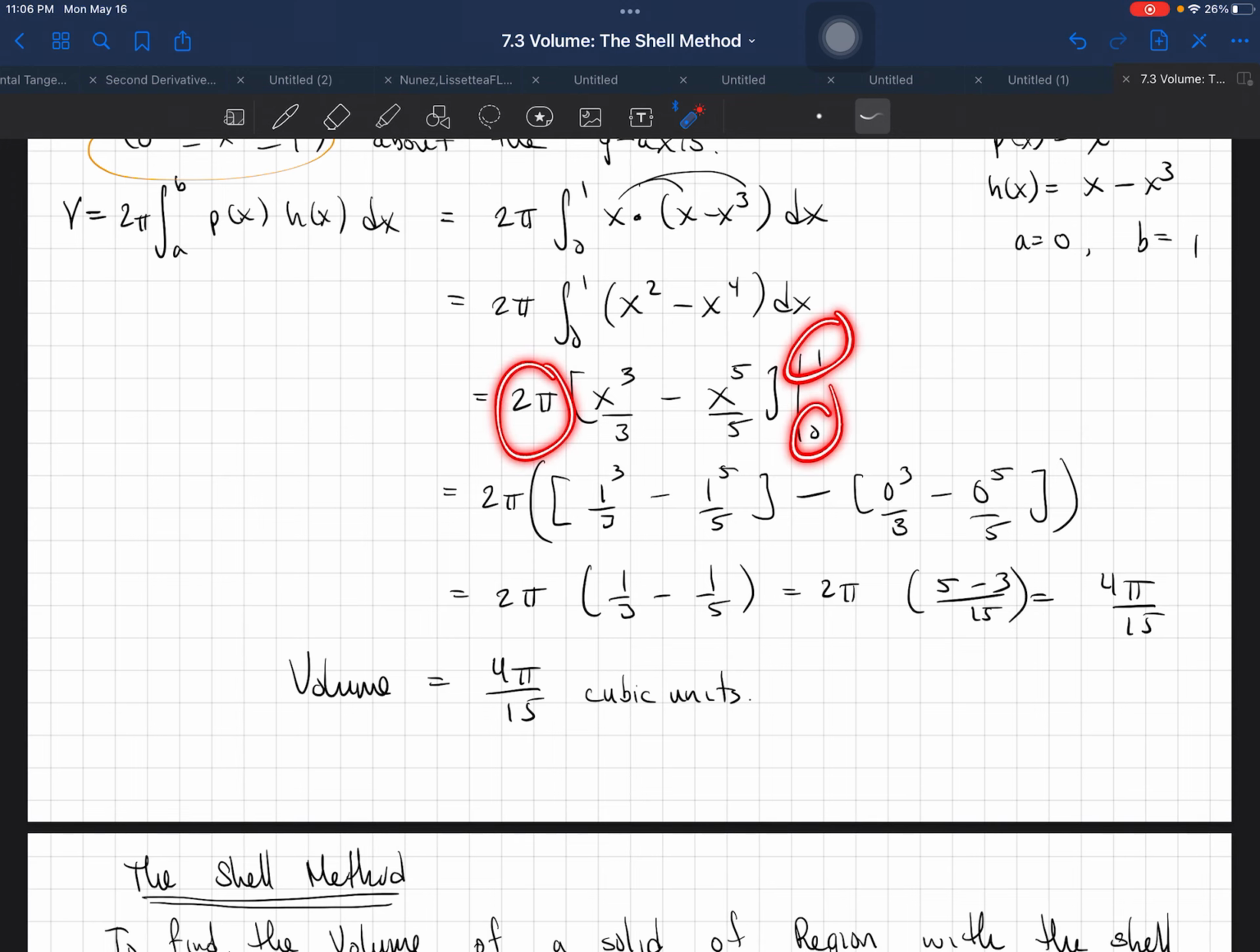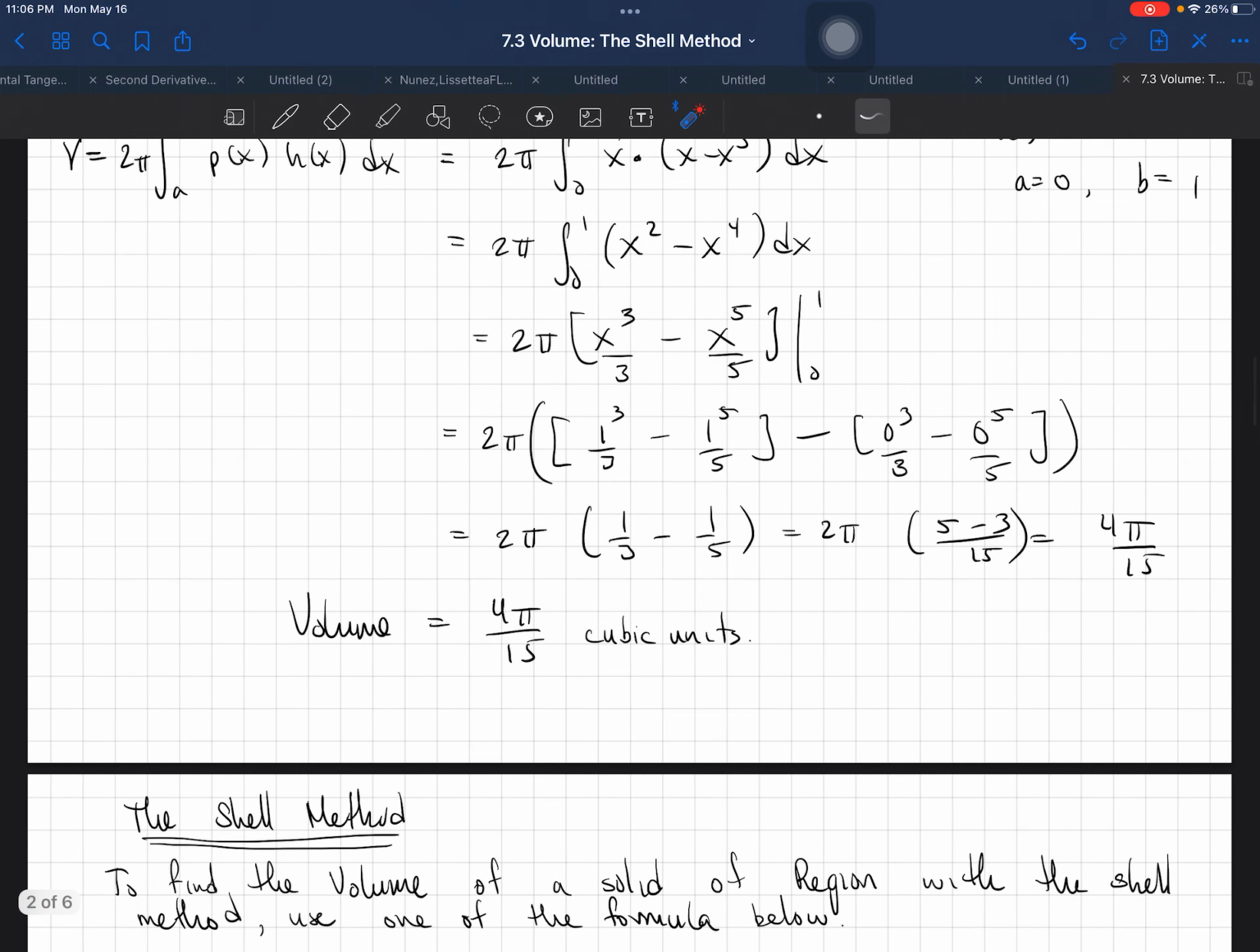2 pi from 0 to 1. Plug in all the ones. We're going to leave this outside, and put a big parentheses to make sure we distribute that at the end. So for the first one, let's plug it in: 1 cubed over 3 minus 1 to the 5th over 5. Close brackets, big minus. Now let's try the 0. Let's plug in 0 cubed over 3 minus 0 to the 5th over 5. Of course, this is just going to be 0.